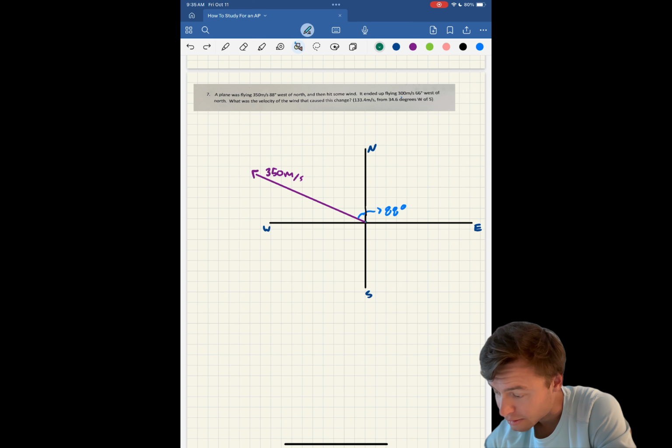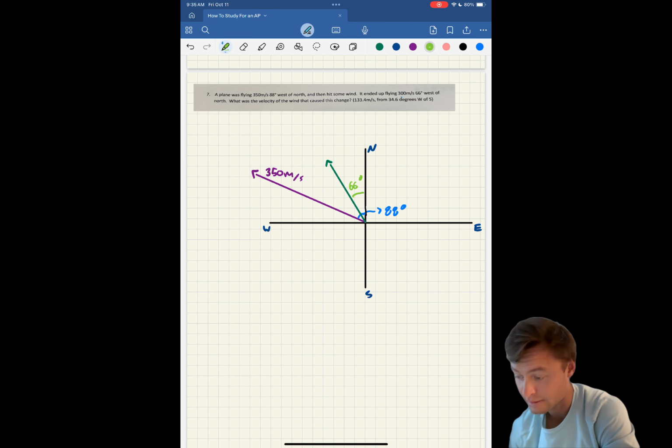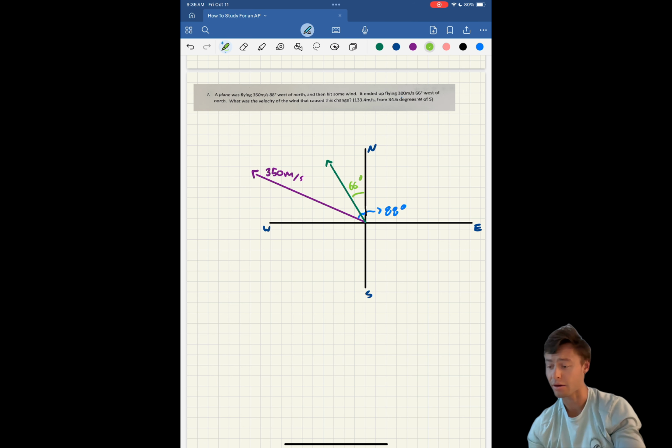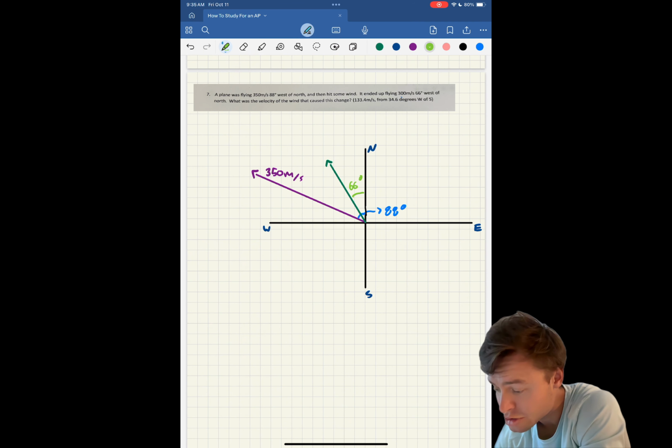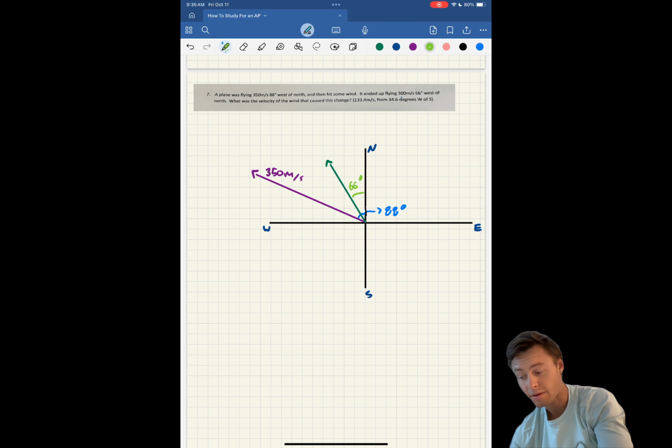So it's going to go a little bit slower. The magnitude's going to be a little less. And the angle away from north is also less. This angle right here is now only 66 degrees. Okay, so somehow the plane has shifted over towards north. It has gotten more north in direction.